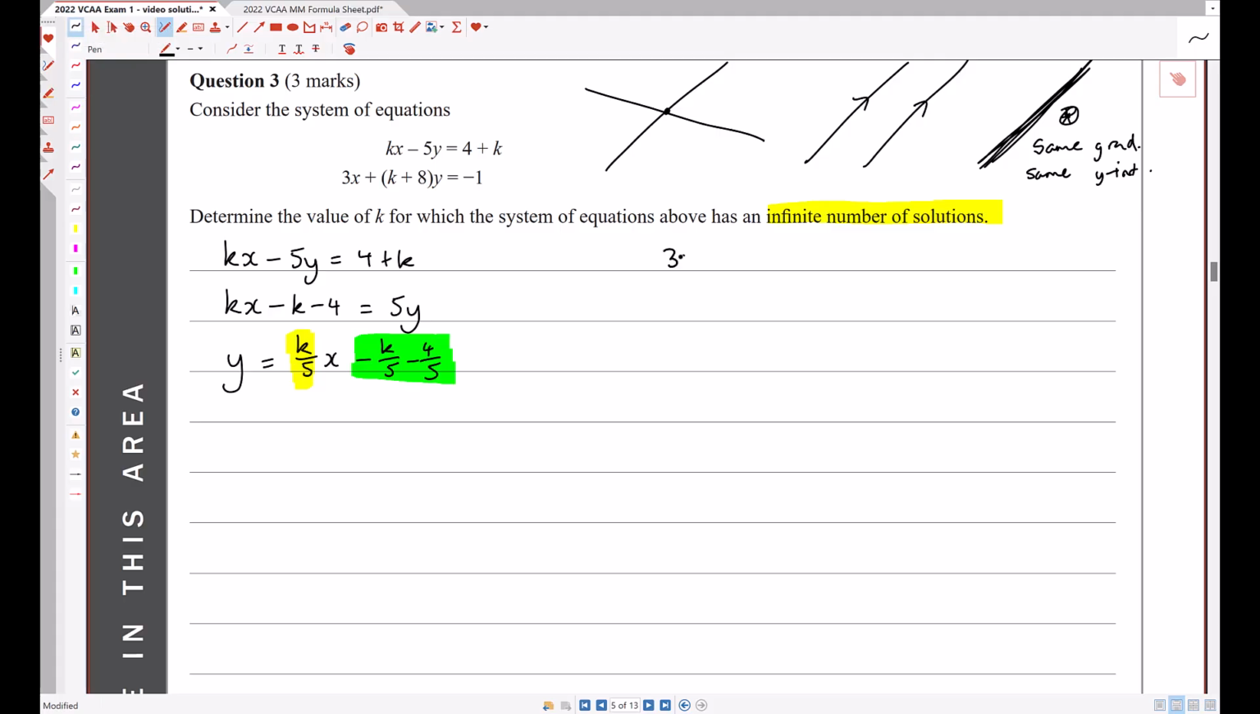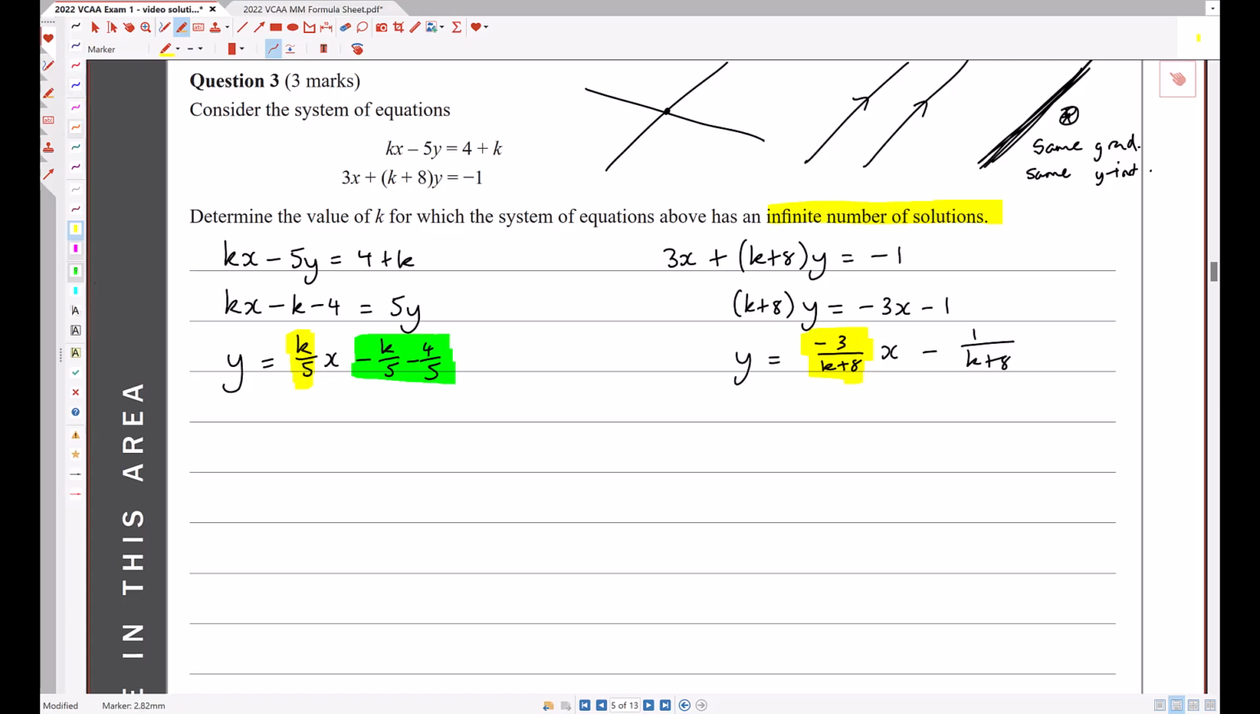So our second equation is 3x plus (k plus 8)y equals negative 1. So I'm going to have (k plus 8)y, making y the subject, equals negative 3x minus 1. I'm going to divide by k plus 8, so that is negative 3 on (k plus 8) times x, minus 1 on (k plus 8). Okay, so here in my second equation, there's my gradient, and there is my y-intercept.